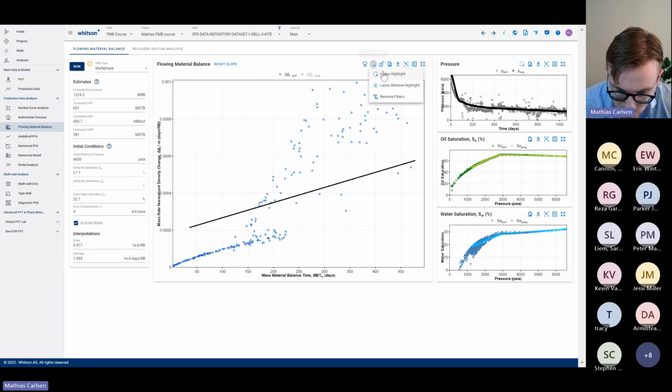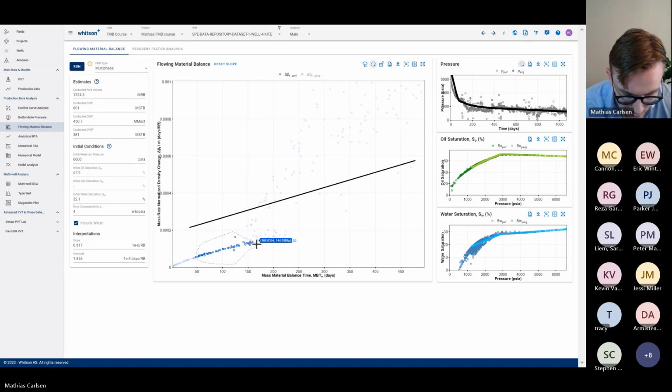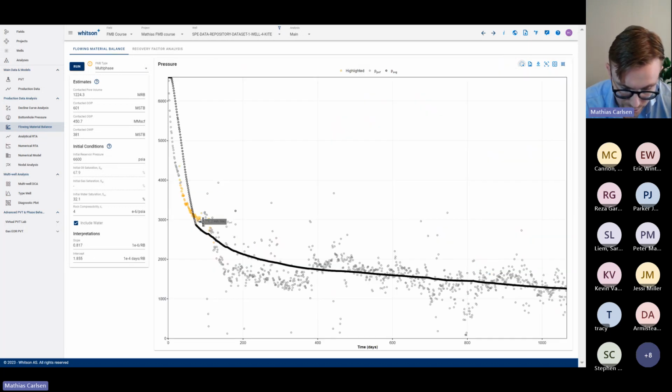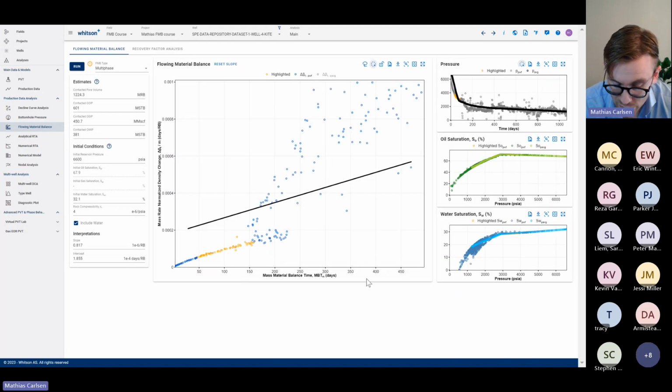There's also a lasso highlight option. If I click this and highlight this data, then that data will also be highlighted in real time over here. The reason why that can be helpful is, this is material balance time. It's even mass material balance time. It's so abstract you don't want to even think about it. So you want a way to translate that into real time. So that's the highlight option. And the highlight option has three different things: lasso highlight, lasso remove highlight, or remove all the filters. If I remove all of them, all of this stuff disappears.